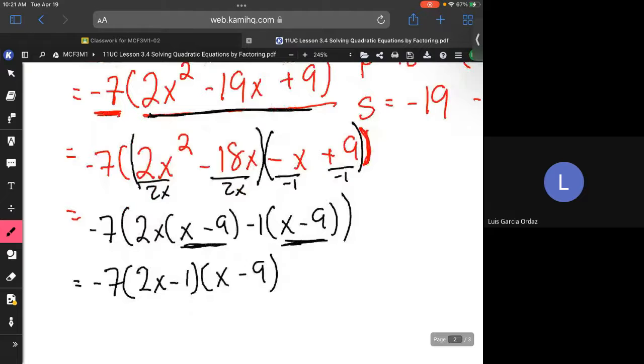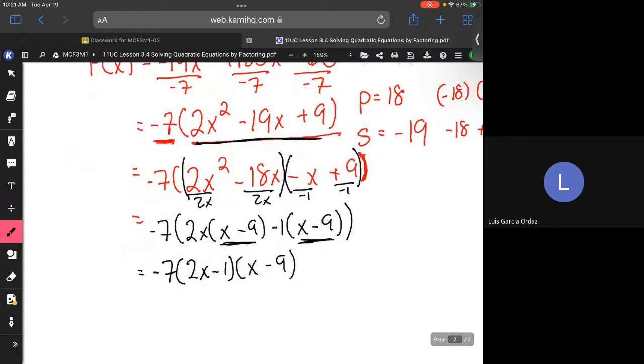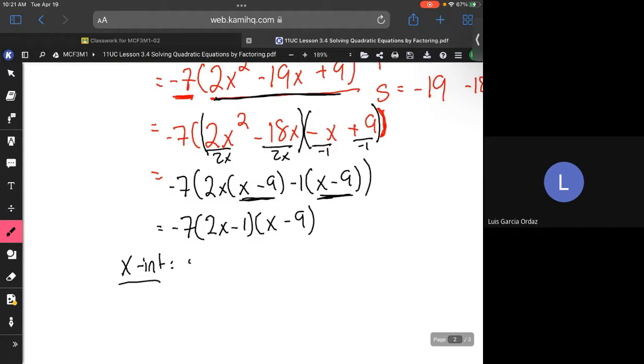So now, in order to figure out our break-even points, I need to determine my X-intercepts, which means I have to set each bracket equal to 0. So what's my first X-intercept? Remember, I'm going to set 2x minus 1 equal to 0. Did you do the negative 7 as well? No, negative 7 doesn't have a variable with it, so it's not an X-intercept. 9. Okay, we'll do that one first. X is equal to 9. And how about the second one?